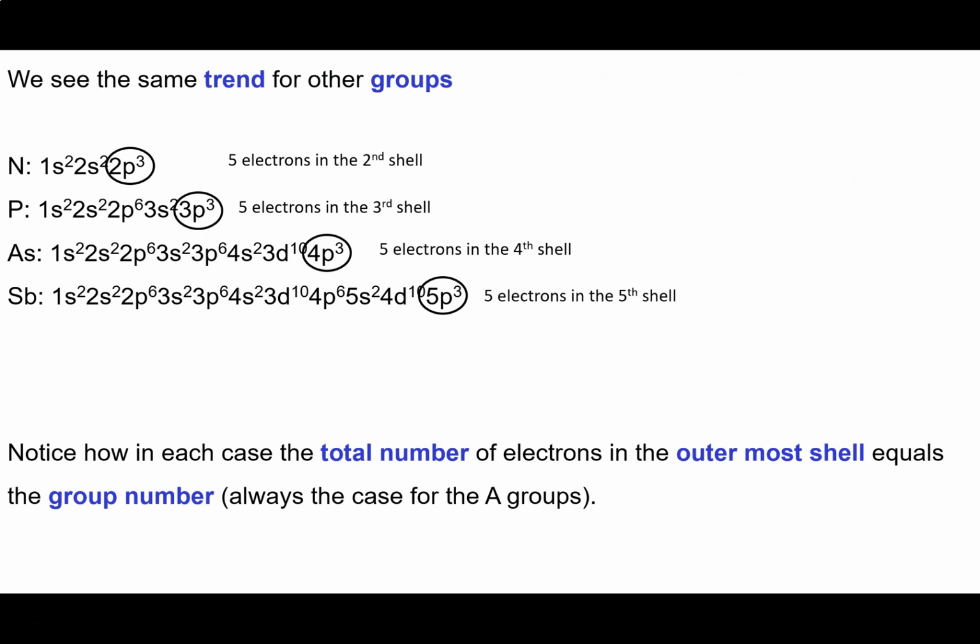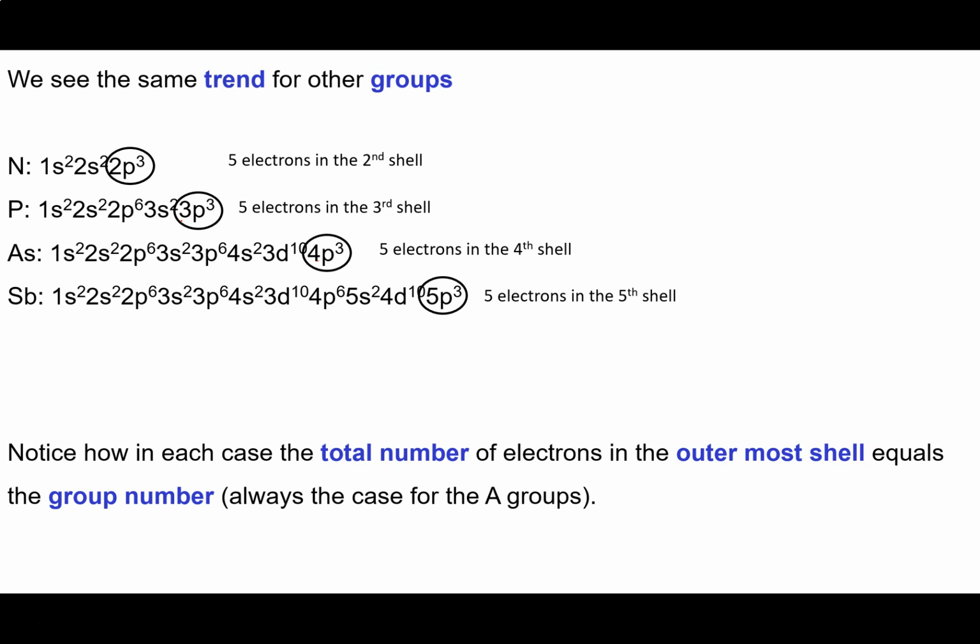And if you look at other groups, you see the same thing. So this is group 5A, and what we see here is that these all end in p3, right? They all end in p3, and again you see that the highest shell corresponds to the period of the element. So that's kind of cool.